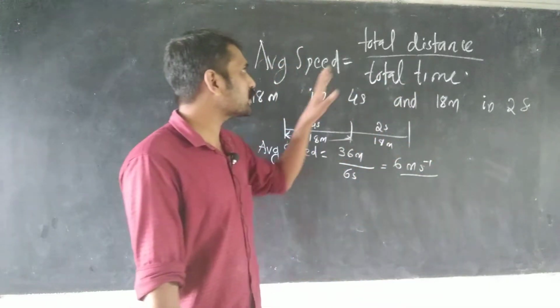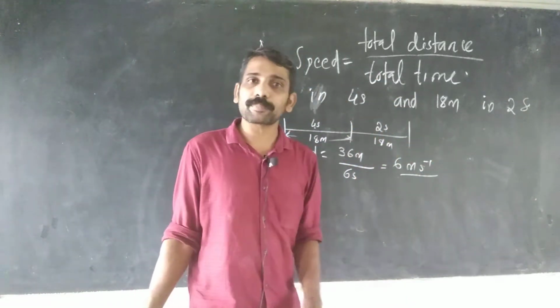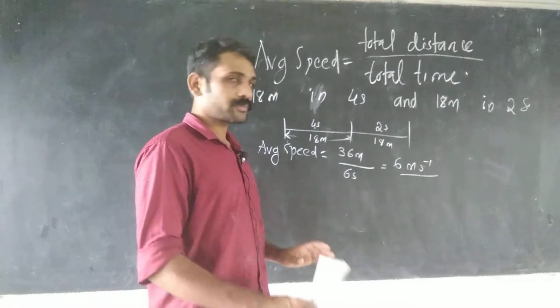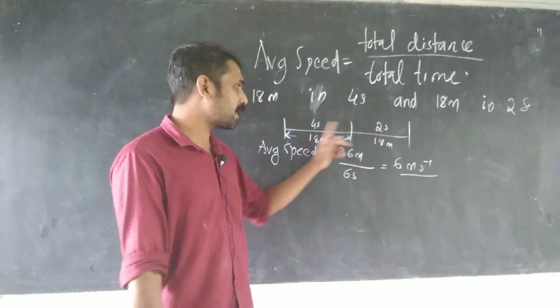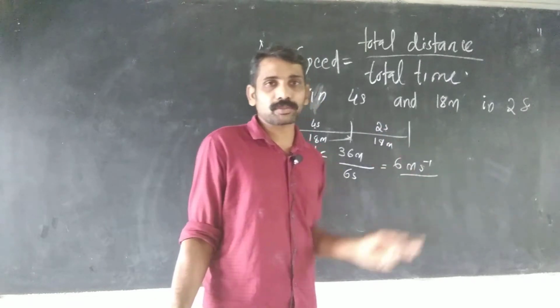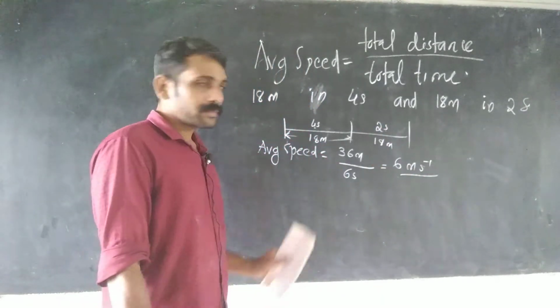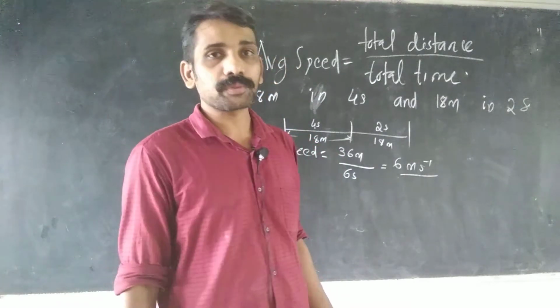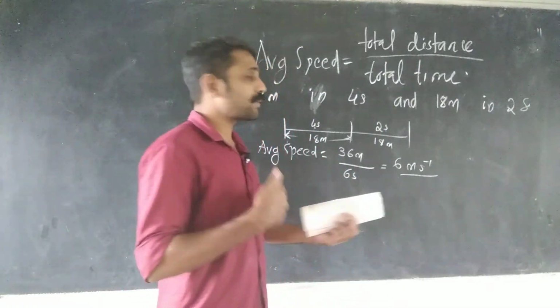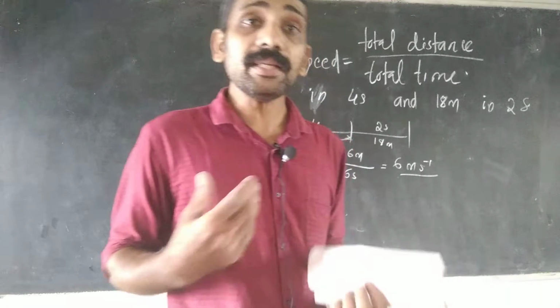So average speed is calculated by total distance by total time. Total distance here is 18 plus 18, 36. Total time is 4 plus 2, that is 6 seconds. So in this way we have to find the average speed.